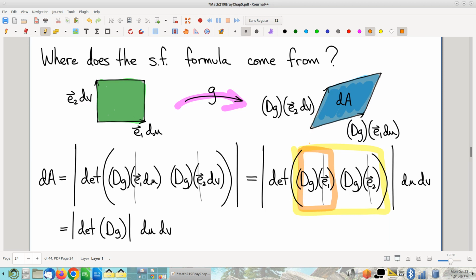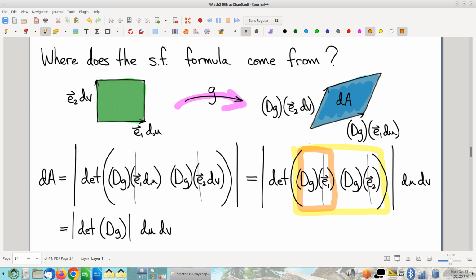This first column, forget everything else. This first column right here, dg times E1. Rule from linear algebra: when you multiply a matrix times a standard basis vector, you get the corresponding column. So that means that this that I have in orange is the first column of dg. Now let me say that a little bit differently. The first column of this big yellow matrix that I'm trying to understand is the same as the first column of dg.